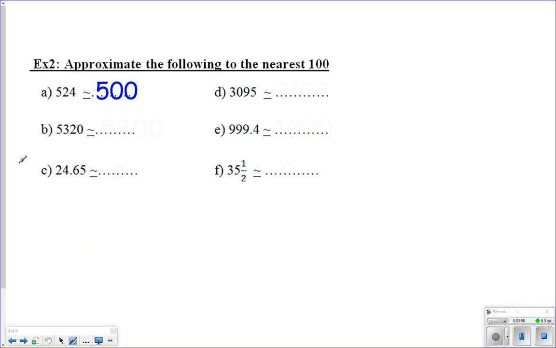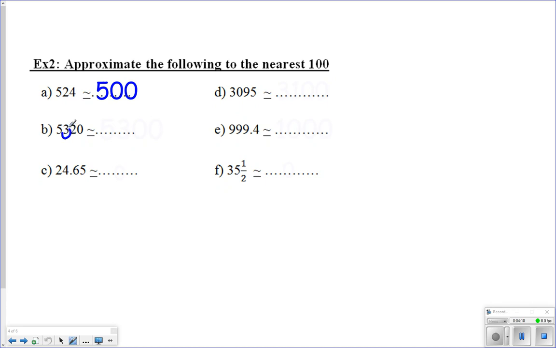5,320. First step, get your number, and we are approximating to the nearest 100. Our approximation is to the nearest 100, so our number is in the hundreds place. 0 is units, 2 is tens, 3 is the hundreds. So our number is this 3.